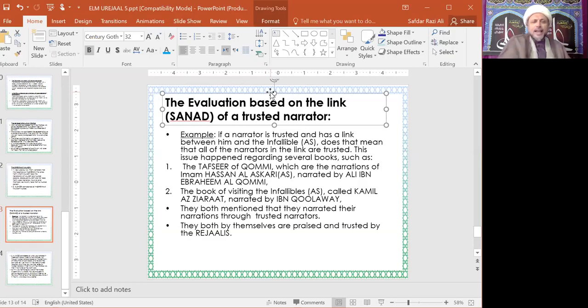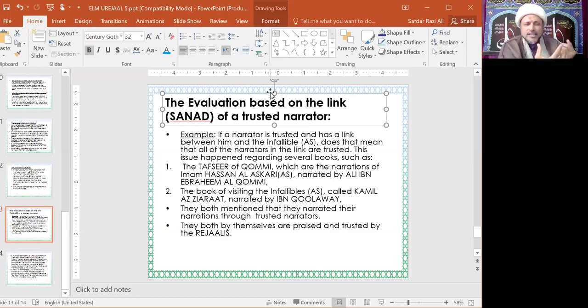Anywhere, if we find a hadith where there's someone we don't know about his status, but we find it in the link of Ibn Qawlaway in Kamil al-Ziyarat, or in the link of Ali ibn Ibrahim al-Qummi in Tafsir al-Imam Hassan Askari, we say, khalas, this is a trustworthy person, we take the hadith of that. So all the other narrators are proven. This one we had a problem, we applied this rule. This person is available in that Tafsir's link or in that Kamil al-Ziyarat's link, so this person is trusted. We rely on this hadith. You see how it works?